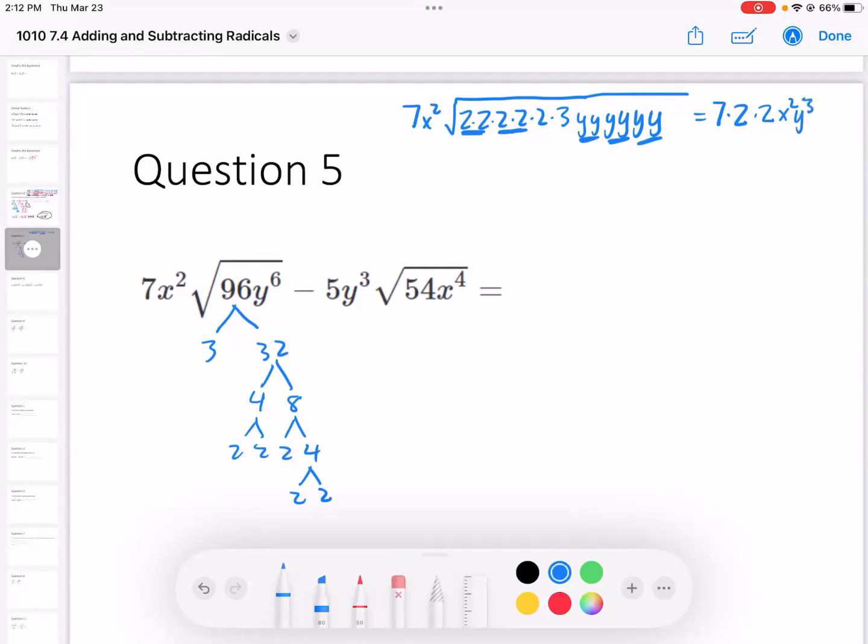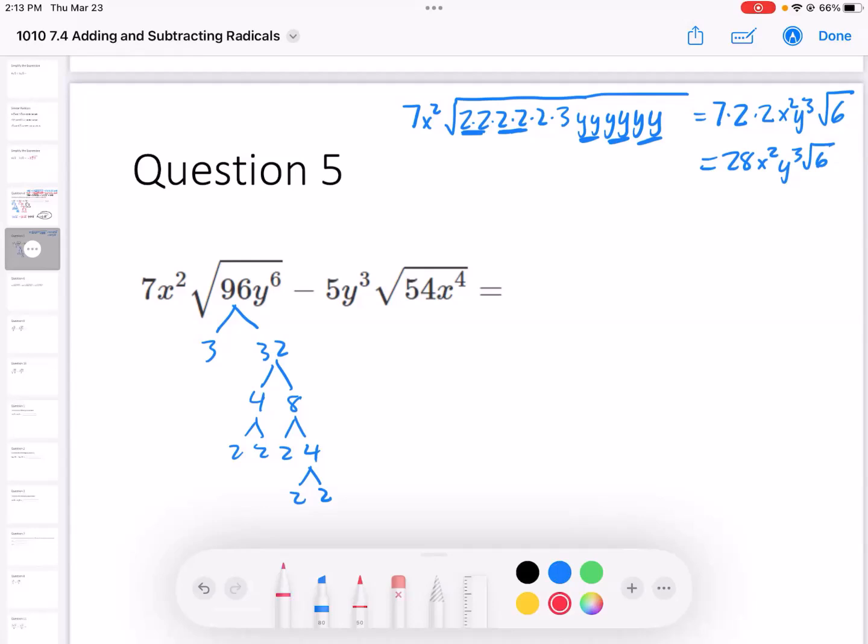And then the stuff that's left inside of the square root is 2 times 3, because those ones didn't have any pairs. So I'd have the square root of 6 there. And that could be simplified to be 28x squared y cubed square root of 6, because 7 times 2 times 2 is 28. So that would be the first term.